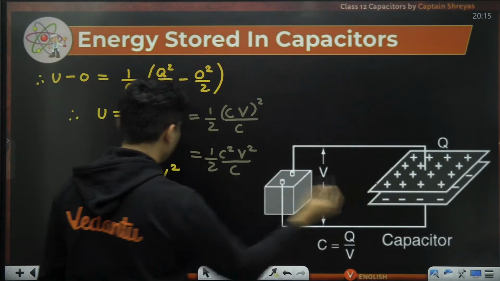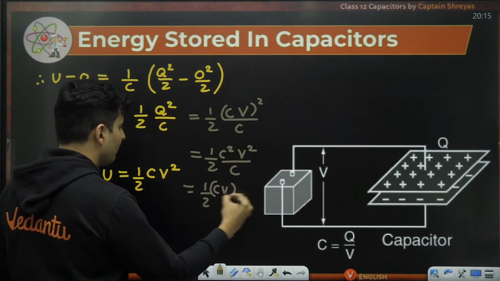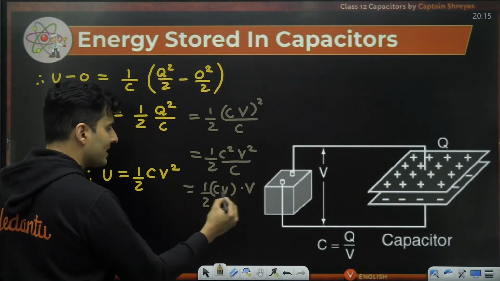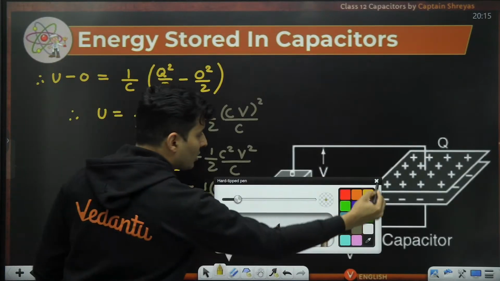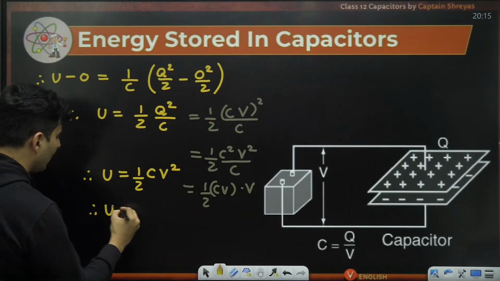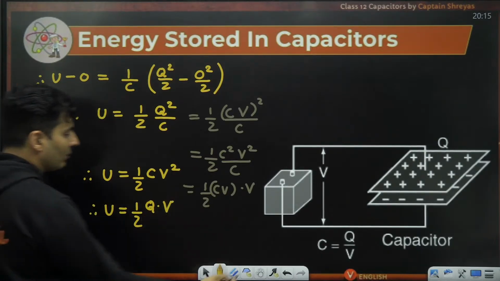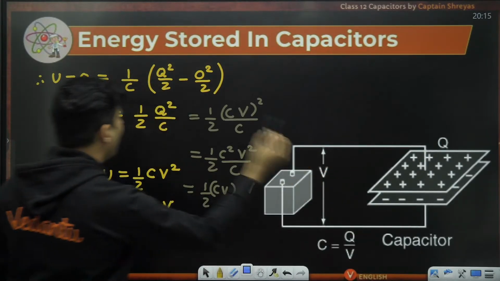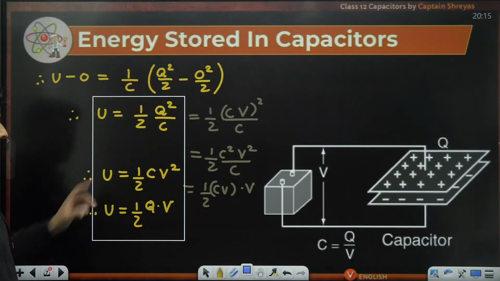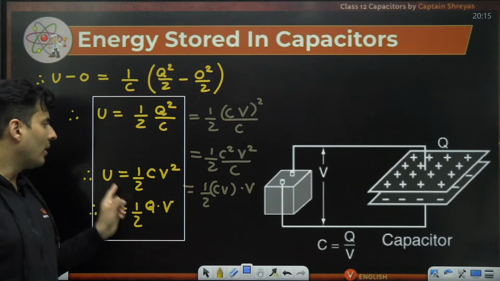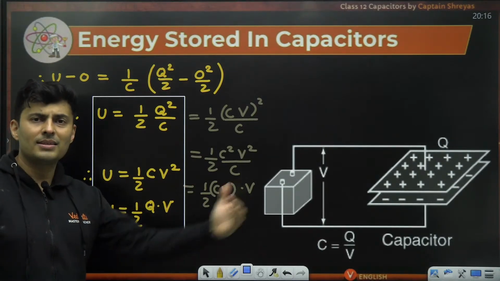I can also then write this down as half CV multiplied by V. What is CV? CV is nothing but the charge. So I can also write this down as half charge multiplied by the final voltage. All of these are the same things but different ways of writing them. Whether you write half charge square by C, or half CV square, or half charge into voltage, one and the same thing.